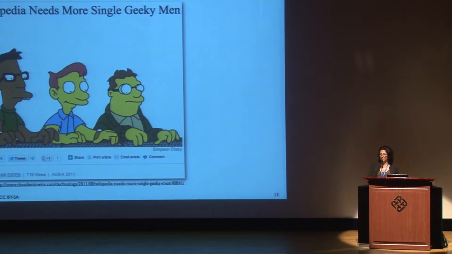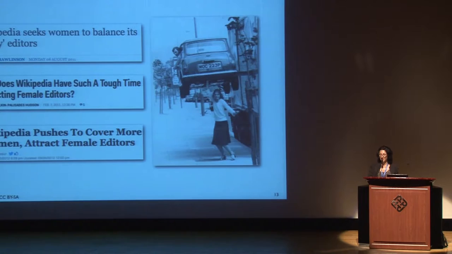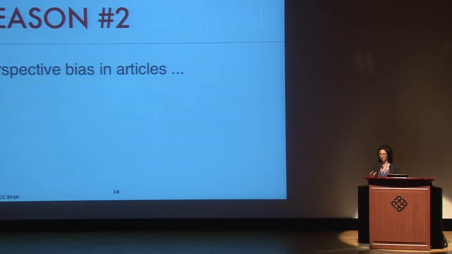So a simple solution would be what some people suggest, just take on more male geeky men to edit Wikipedia. Solution two, get more women to balance the editors. As some headlines say, "Wikipedia seeks women to balance its geeky editors." I think the headlines are really something great. Okay, so different solutions, but nevertheless, that's one of the reasons why we might look for more women in Wikipedia. Another reason, a perspective bias in the articles.